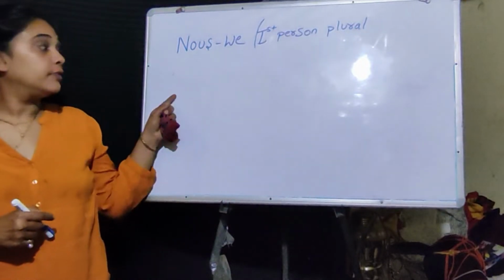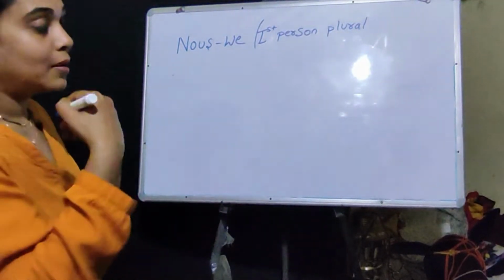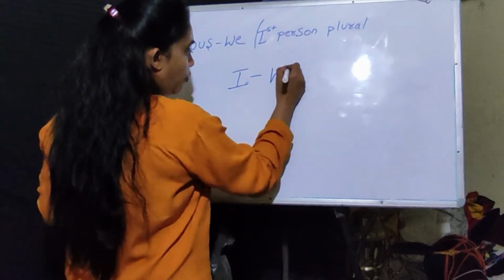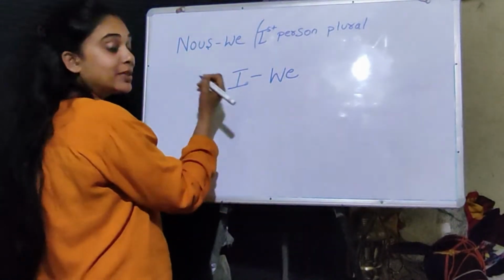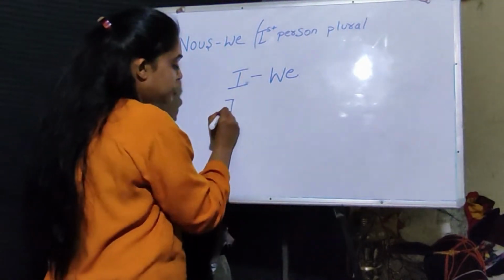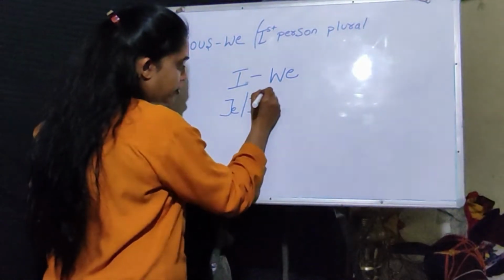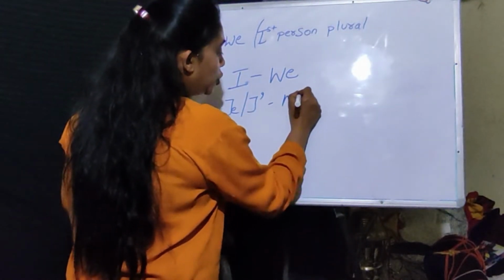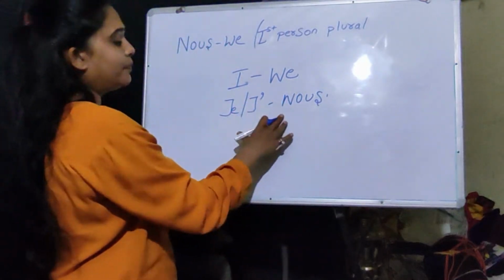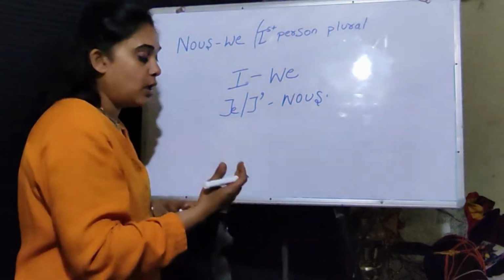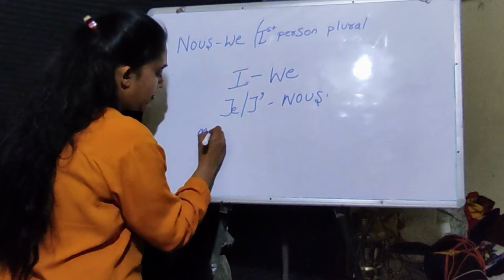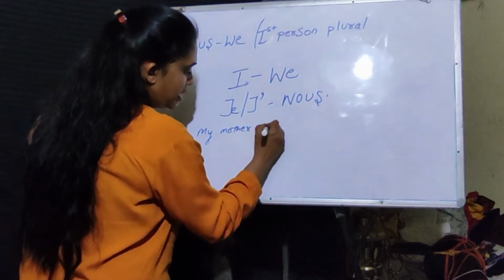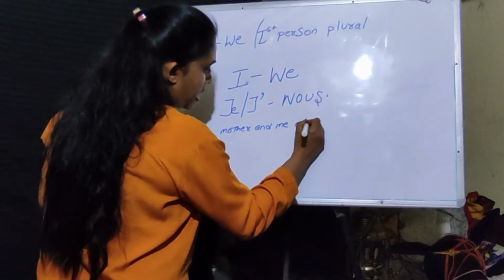Now we are starting with the plural forms. The plural of I in English is we. What is I in French? It's je or j', and we is nous. Nous means we all also. For example, my mother and I are happy.